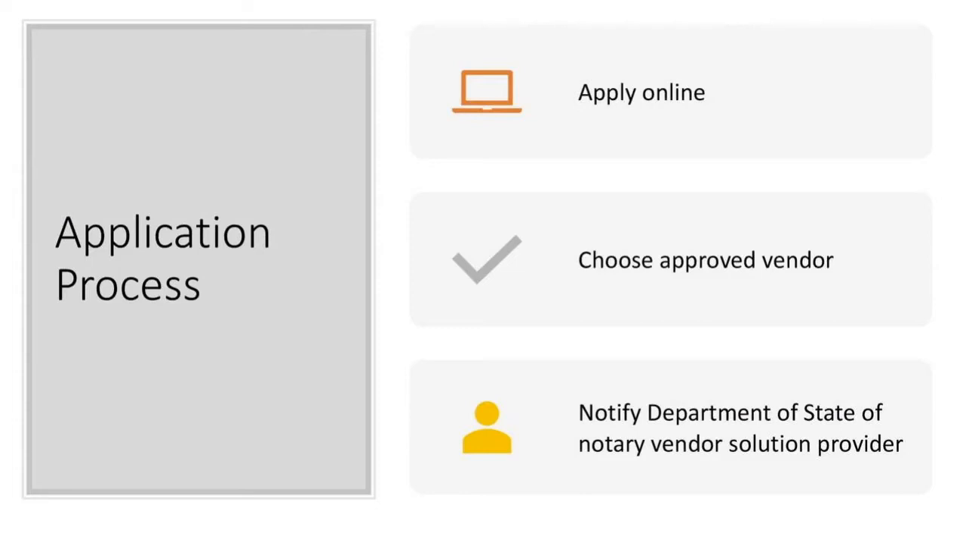Before you perform remote online notarizations, you must first become an electronic notary. Submit the application online. The process is free. No additional training is required. You must choose at least one vendor of approved audiovisual technology. Purchase the technology directly from the vendor. You must notify the Department of State which vendors you will be using. There is a list of approved vendors on the Department of State's website.